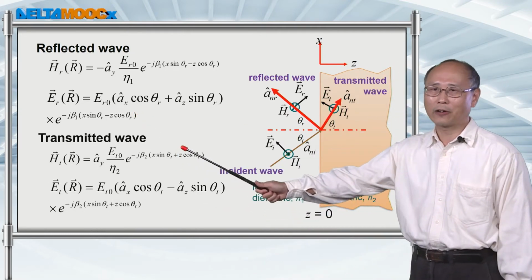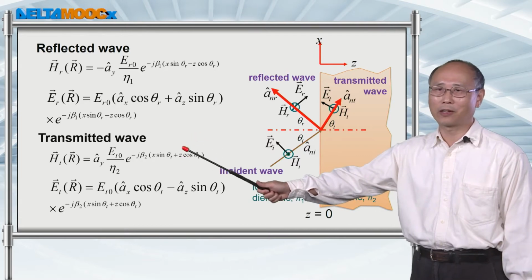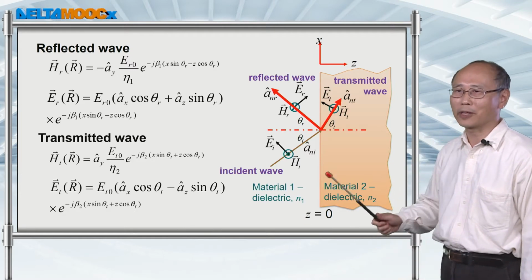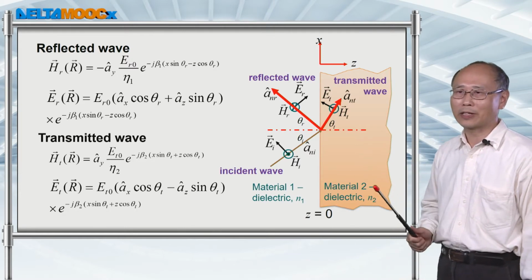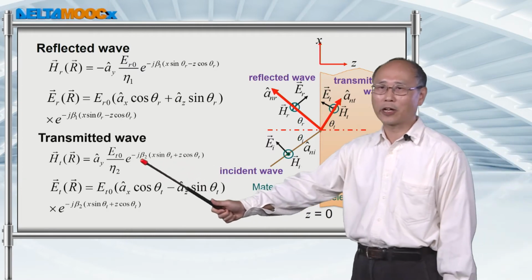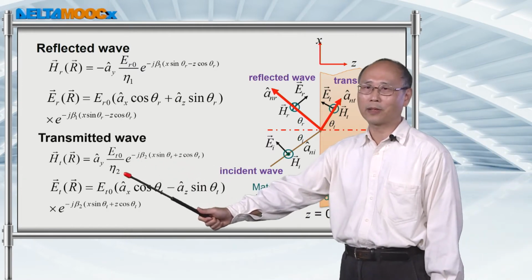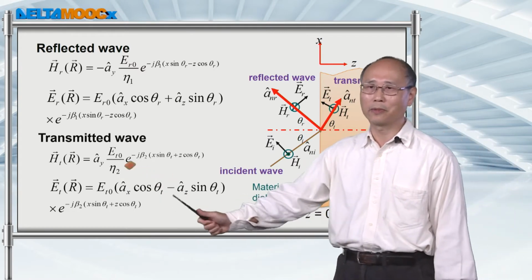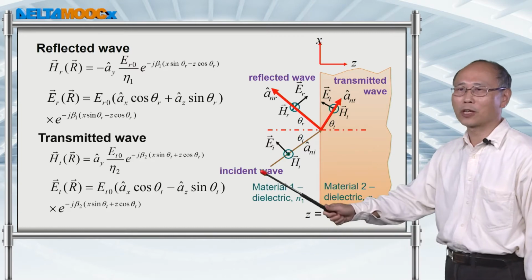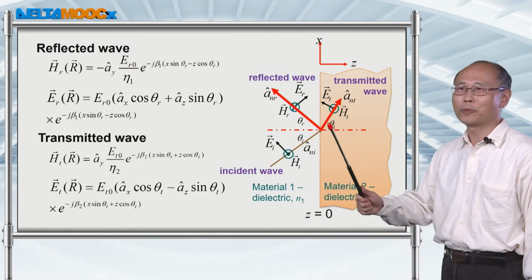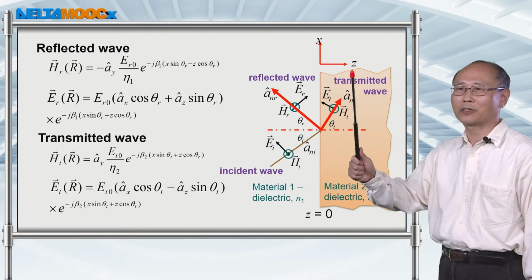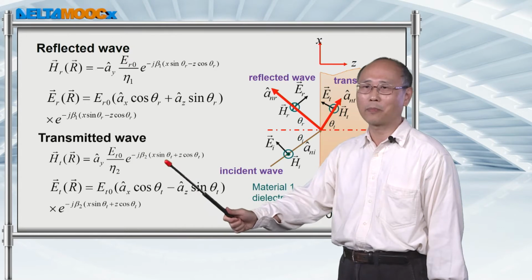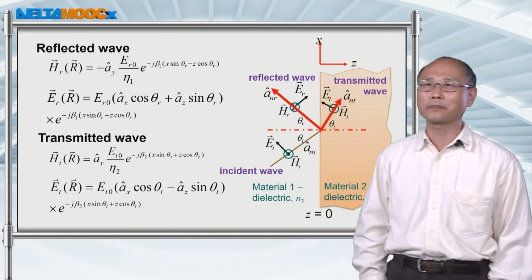Now, just follow the same process. You can also write down the field component for the transmitted wave. But this time you need to be careful that this wave is in the second material. So the propagation constant has to be labeled with 2. At the same time, the intrinsic wave impedance has to be labeled with 2 as well. Okay, and again, those components in the second material will be propagating along plus z direction and plus x direction. So you have a minus sign here, and you have plus sign here and plus sign here.